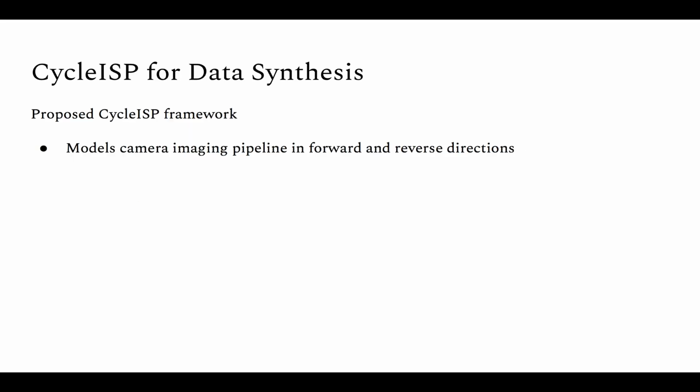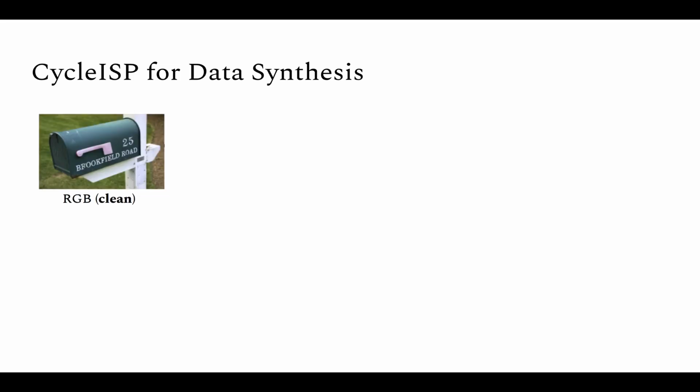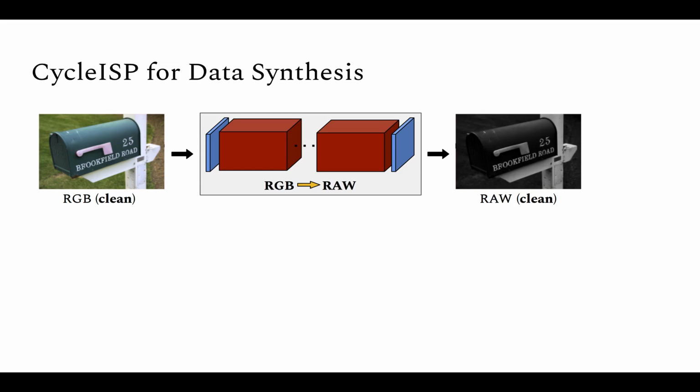We present the CycleISP framework that models the camera imaging pipeline in forward and reverse directions. It allows us to synthesize realistic noisy data in sRGB and raw spaces as follows. Given a clean RGB image, we first convert it to a clean raw image using a subnetwork. This subnetwork learns to invert each step of the camera imaging pipeline and thereby converts input RGB images to raw measurements.